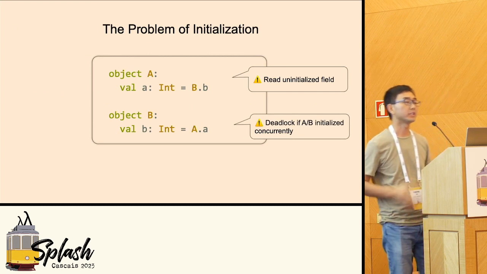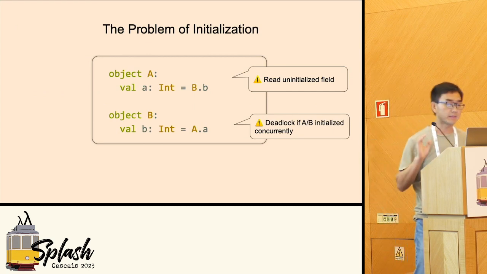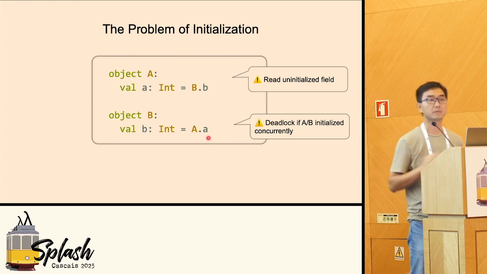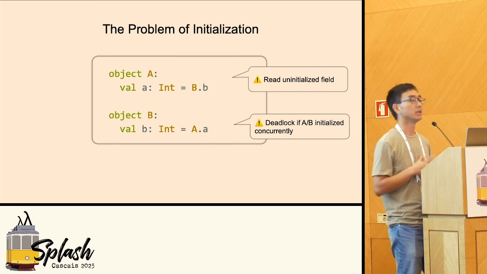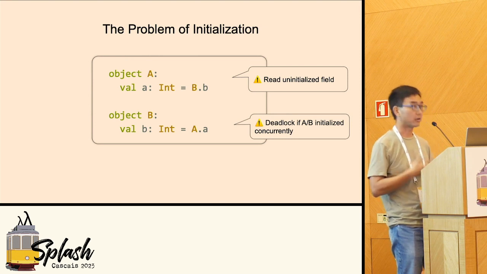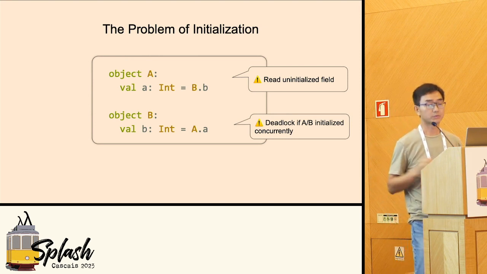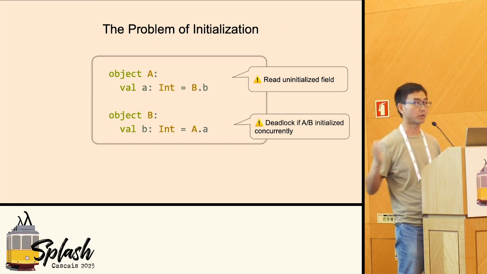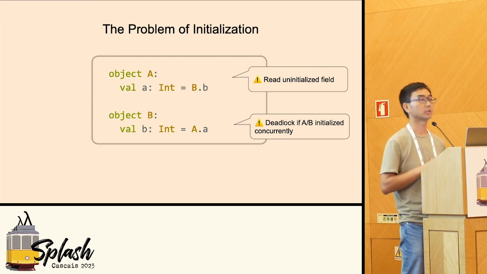The problem of initialization safety can be illustrated by this simple piece of code. So here we have 2 objects, A and B. The object A contains a field a, which is initialized with the field b, and vice versa. It is obvious that this piece of code is problematic. At the very least, at runtime, the code will read an uninitialized field, which is always an error. Even worse, in the presence of concurrency, if the 2 objects are initialized from 2 threads concurrently, then this piece of code can lead to deadlocks.